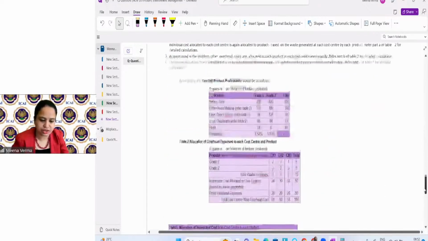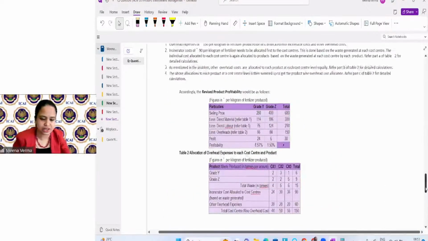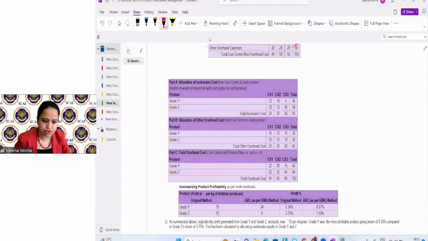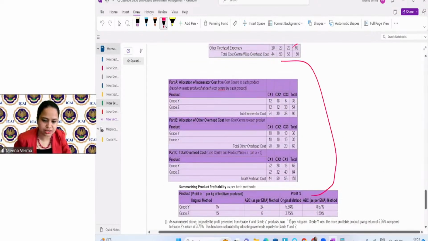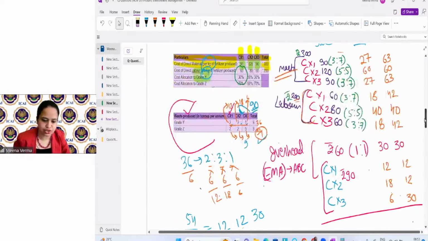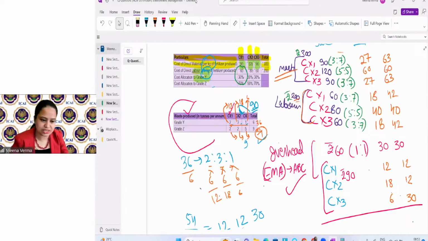So you can see, though they have solved it, the calculation is very long, very lengthy, but you don't need to solve it in this way. You can see it is very simple here. All right. I hope it is clear.